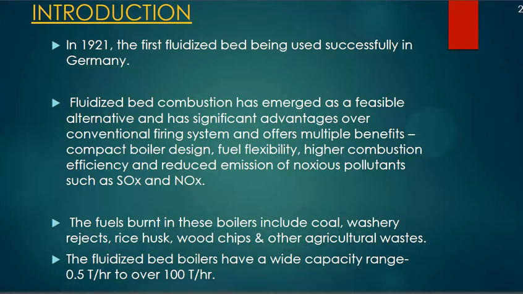A variety of fuels can be used in fluidized bed combustion boilers, like coal, and even low-grade fuels like rice husk, wood chips, and other agricultural waste can be used. The capacity of the fluidized bed combustion boiler can range from as low as 0.5 ton per hour to even 100 tons per hour.